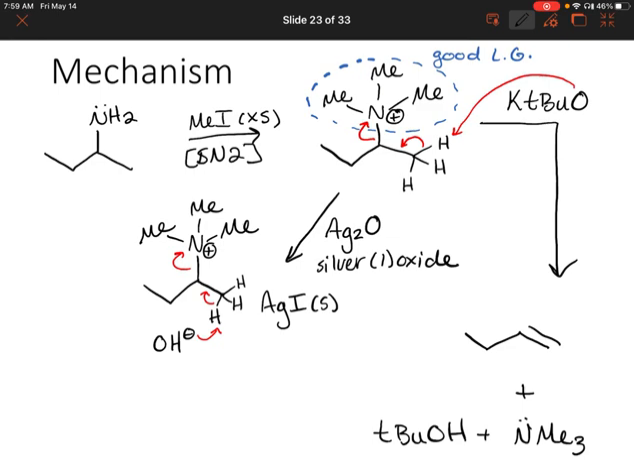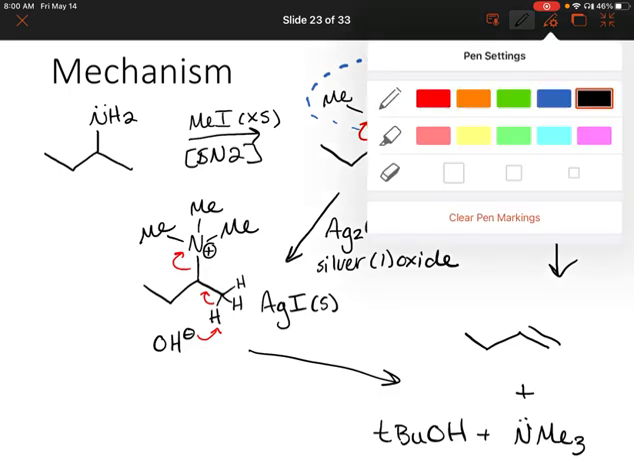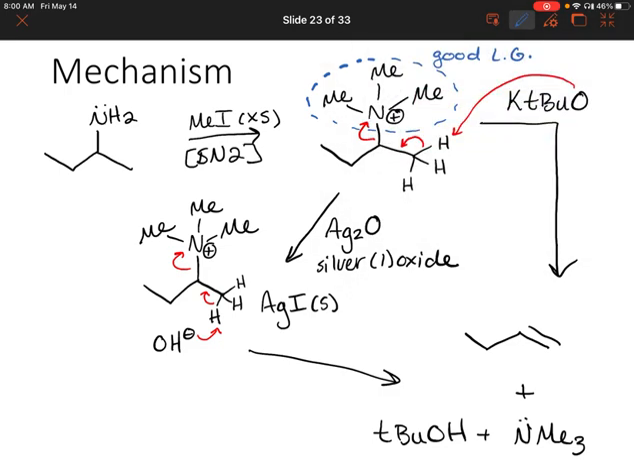Okay, so we end up forming the same products at the end, except instead of the butoxide turning into an alcohol, we would form water as our other byproduct. So one reason that we would use the silver 1 oxide is that it is gentle. For instance, it won't do any SN2 or acid-base chemistry, and it helps remove those iodide ions as well.